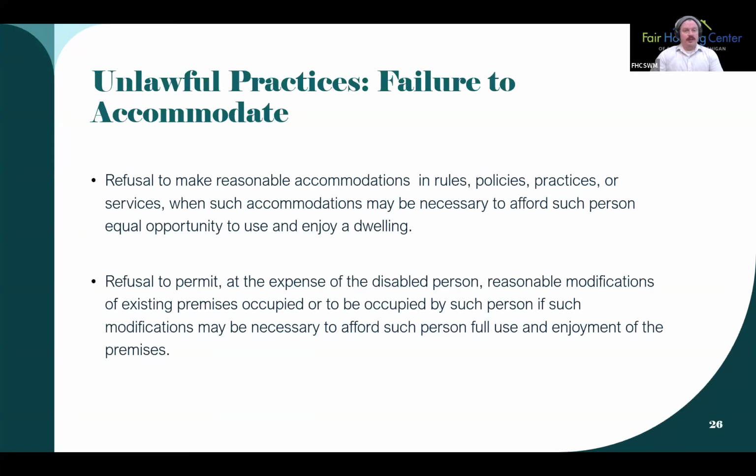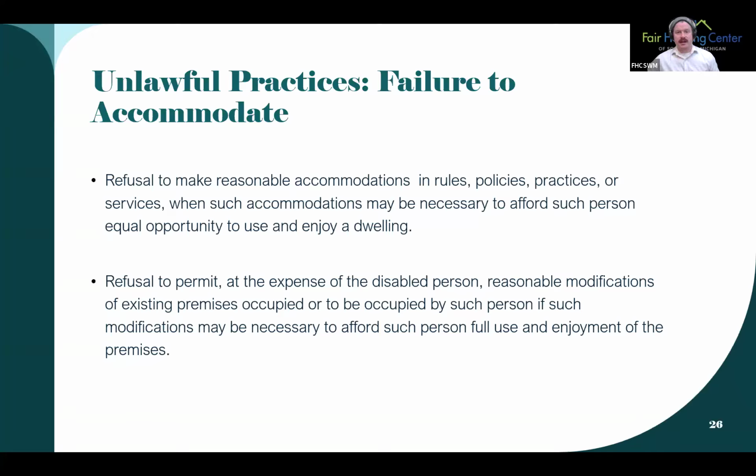So one of those forms of discrimination is failure to accommodate. So that's a refusal to make accommodations of rules, policies, practices, or services, when such accommodations may be necessary to afford such a person an equal opportunity to use and enjoy a dwelling, or refusal to permit modifications that allow the same. As of March 13th, 1991, new multifamily dwellings have all needed to be constructed with accessibility in mind. Now, these accommodations and modifications exist because, of course, not all new construction is multifamily, and not every dwelling occupied by a disabled person is a post 1991 construction.